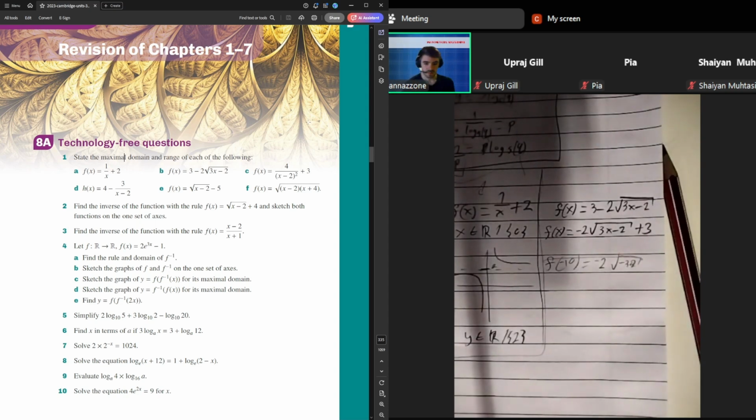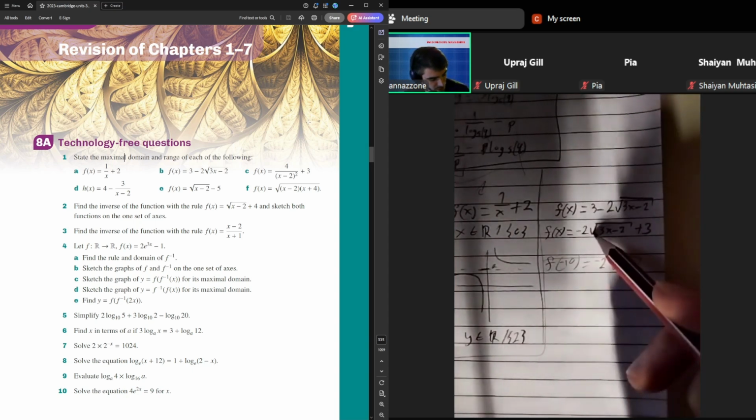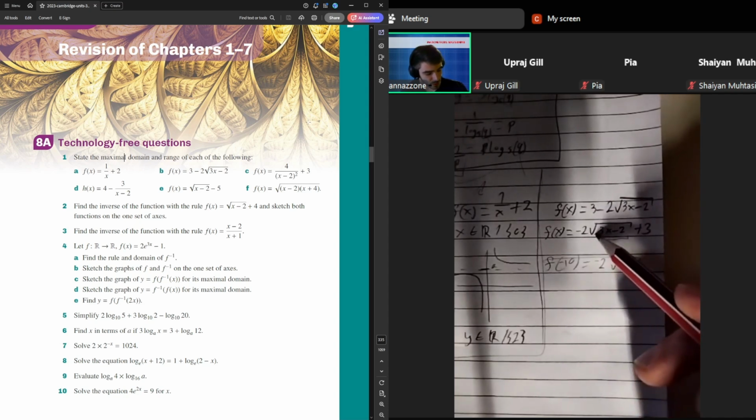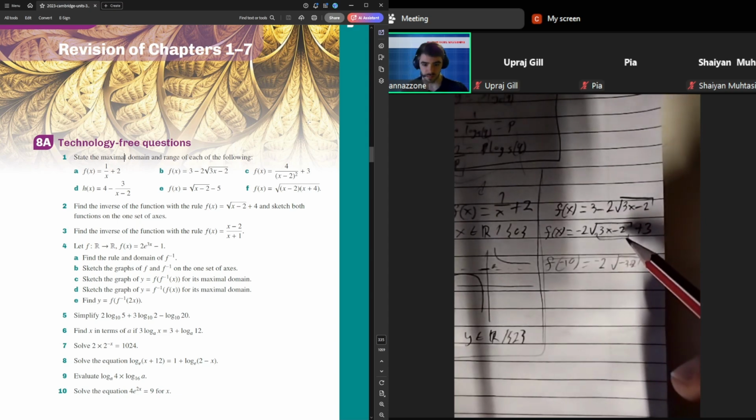Pia had the right idea, which was, could we make the square root bigger than or equal to 0? Because what you want to make sure is that anything that's inside the root is positive or 0. So maximal domain is always going to be setting this to be greater than or equal to 0.